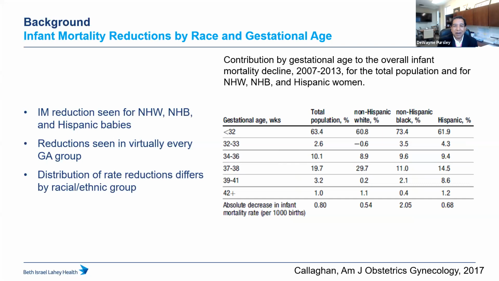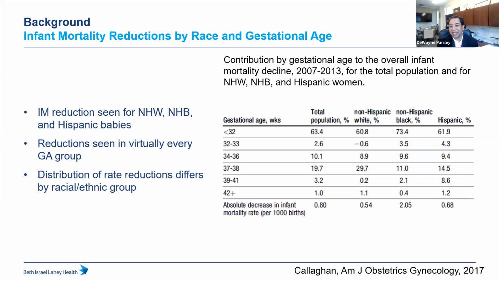You can see here in these slides. So over the 7-year period in this analysis, you can see gestational age category in the first column, followed by total population, and then non-Hispanic white, non-Hispanic Black, and Hispanic percentages. The absolute decrease in infant mortality rate is at the bottom. So there's a 14% overall reduction in infant mortality, and that was greatest for non-Hispanic Black women.